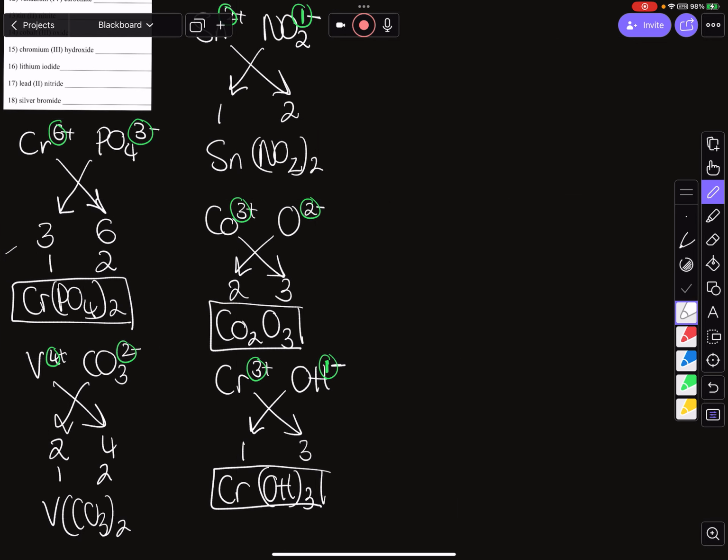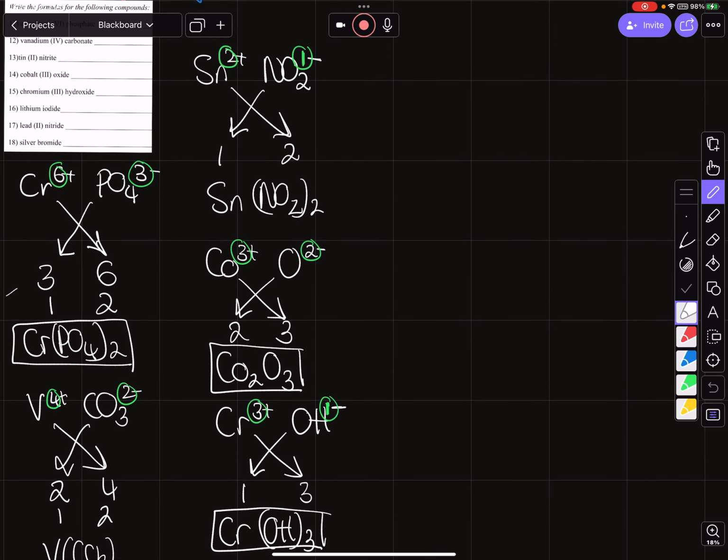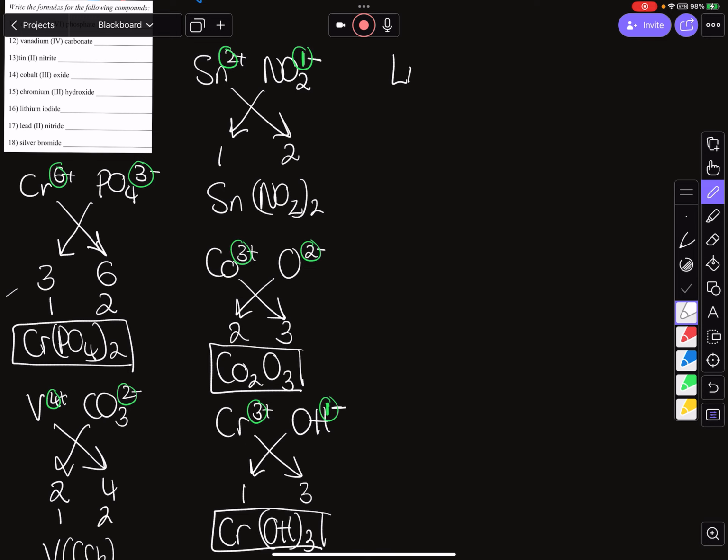On to 16, we have lithium iodide. So lithium is a group 1 metal, so it's going to have a 1 positive charge. Iodide is group 7, so we know that's going to be a 1 negative charge. So these are the numbers I'm taking for my drop down. It's a 1:1, so I just write Li, with a small i and a big I, for lithium iodide.